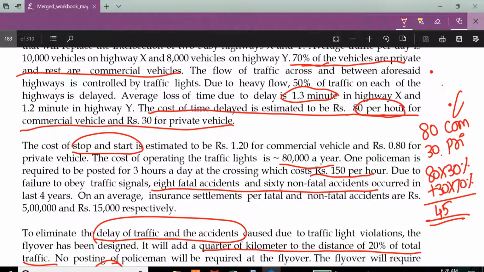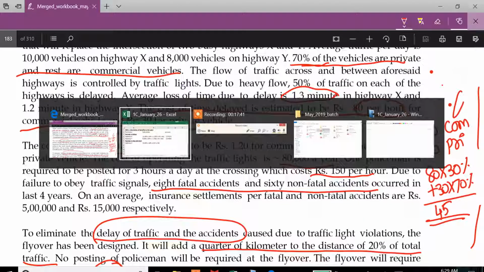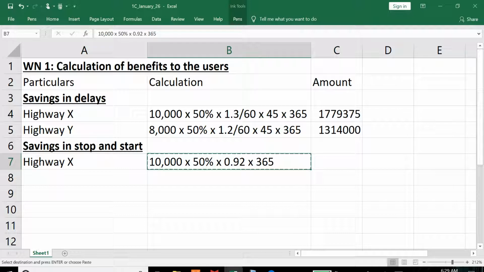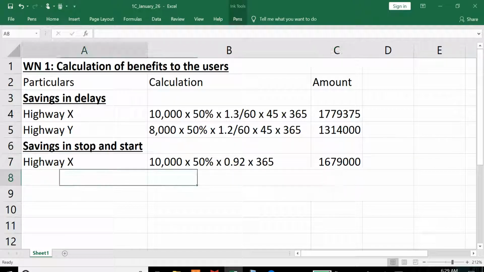So assumption is wherever there is a delay happening in the traffic, there only the start and stop will happen. Otherwise, the normal traffic will anyway smoothly move. Ideally, that should smoothly move. So this will be the savings in stop and start for highway X. Highway Y broadly the same, the number of vehicles will undergo a change.